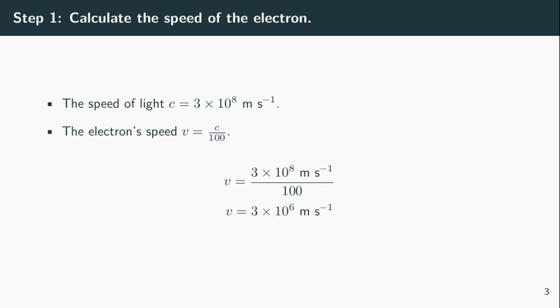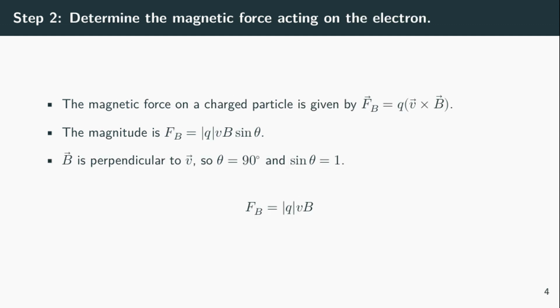We know the speed of light c is 3 times 10 to the power of 8 meters per second. The problem tells us the electron speed v is c divided by 100. So we calculate v by taking 3 times 10 to the power of 8 meters per second and dividing it by 100. This gives us a speed v equal to 3 times 10 to the power of 6 meters per second. Next, in step 2, let's figure out the magnetic force acting on the electron.